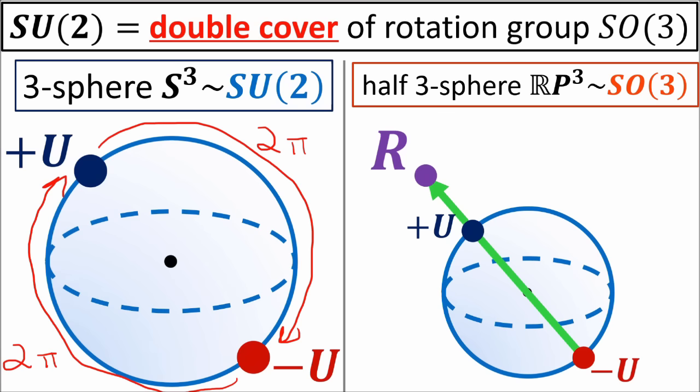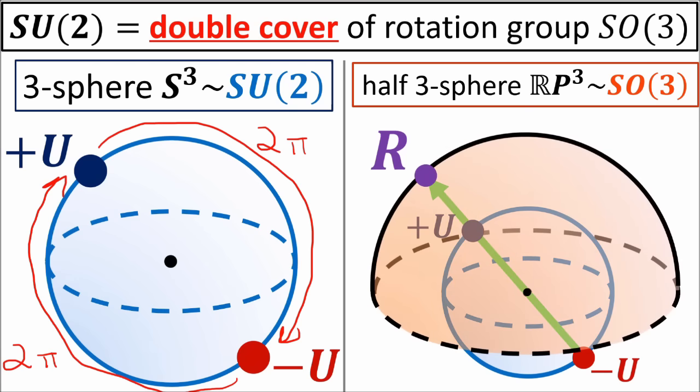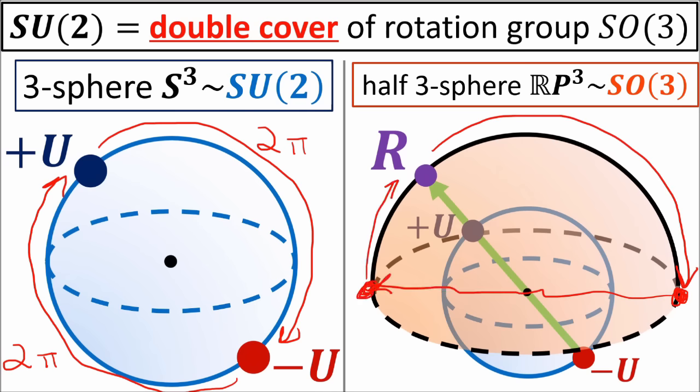And as a result, SO3 is shaped like half of a 3 sphere, where wandering off the edge immediately teleports you to the opposite edge. As a result, a rotation of 2 pi will bring you back to where you started. So in SO3, we only need a rotation of 2 pi to do a complete rotation.